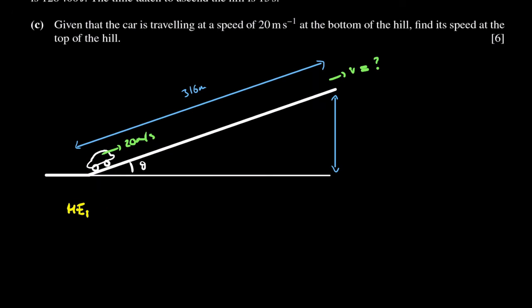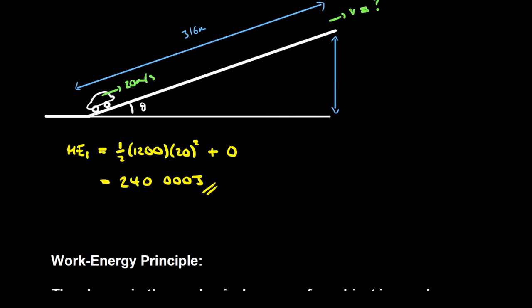So mechanical energy 1, I'll write it as, is going to be equal to the kinetic energy, which is a half m, which is 1,200, times v squared, which is 20 squared, plus our gravitational potential energy, but at the bottom of the hill, that gravitational potential energy is going to be 0. So what I've got here is a half times 1,200 times 20 squared. I'm just going to key that into my calculator. And what I get there is 240,000 joules.